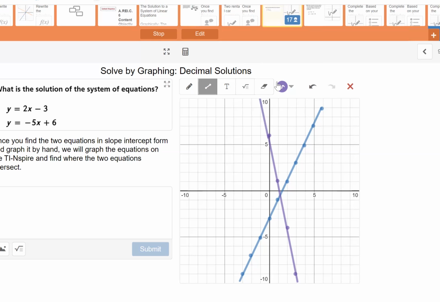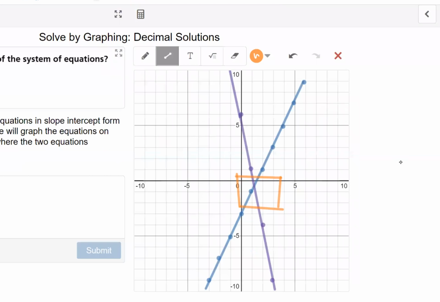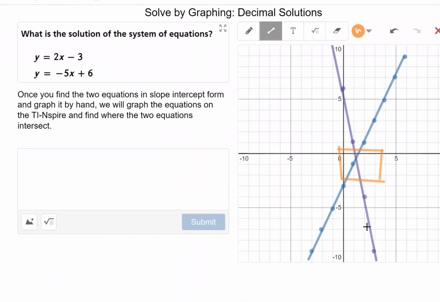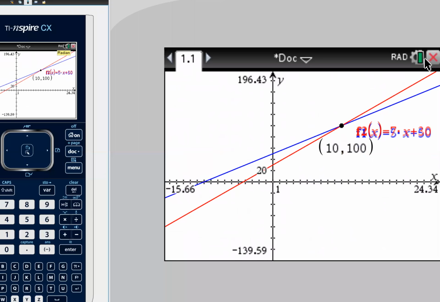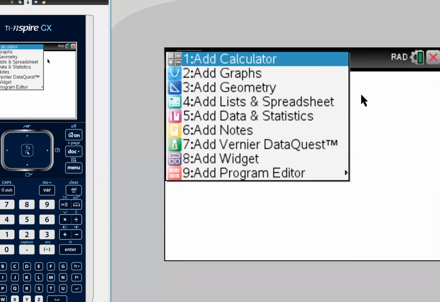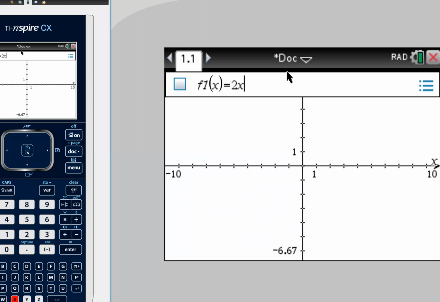Now, something that I want you guys to notice, if you look right here, do they intersect at a nice point? No, it's going to be a decimal answer. So that's where we're going to use the technology. We are going to use the technology of the calculator. So you're going to graph it by hand. And then you're just going to graph, what was it? 2x minus 3?